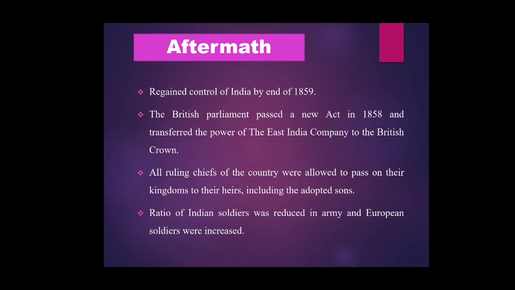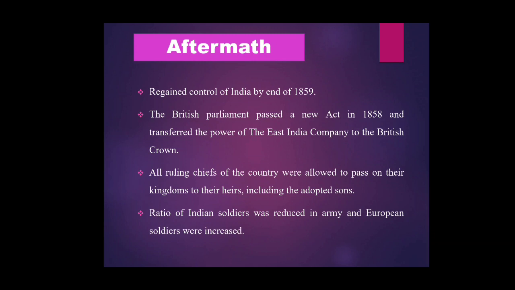Now the aftermath is always what happened once everything was suppressed, once the revolt was suppressed by the British. What changes were made later? So the British regained control of India by the end of 1859. The British Parliament passed a new act in 1858 and transferred the power of the East India Company to the British Crown. Now the power is not in the hands of the British East India Company, a company which came to trade in India and then controlled the territory. Now the power is transferred to the Queen, the Crown of Britain.